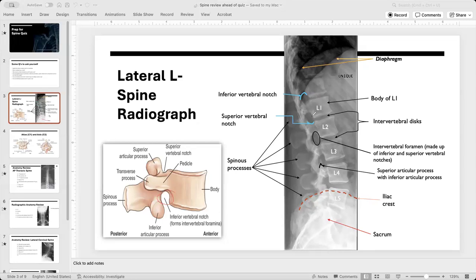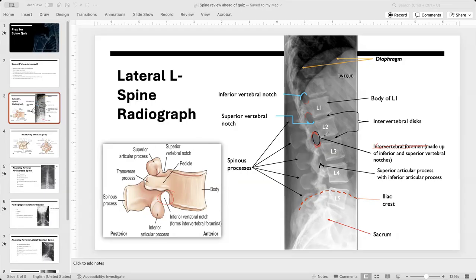Now, the inferior vertebral notch, this one's outlined here. If I were to outline another one, let's take a look at L1. The superior notch is up here. The inferior notch is down here. When they join up and the whole spine is connected, what you get is an intervertebral foramen right here, made up of the inferior notch of one vertebrae and the superior notch of another vertebrae, and they make up that kind of hole that you can see through on an X-ray.